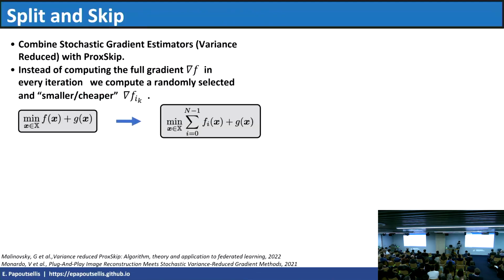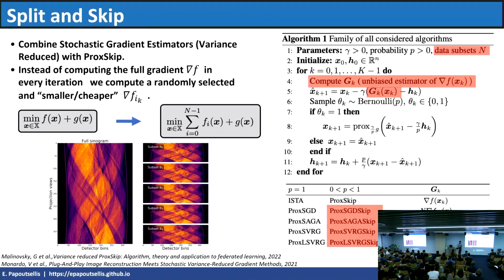So the idea now is not to use all the data, but to split our data. If we have this kind of sinogram, we split our sinogram into N subsets. So we have this f of x, and we have a finite sum representation. The idea is to use this proximal skip algorithm, and the only change that we are making is to replace this gradient of f with a stochastic estimator of this gradient. And this can be any stochastic oracle: stochastic gradient descent, SAGA, SVRG, and LSVRG.